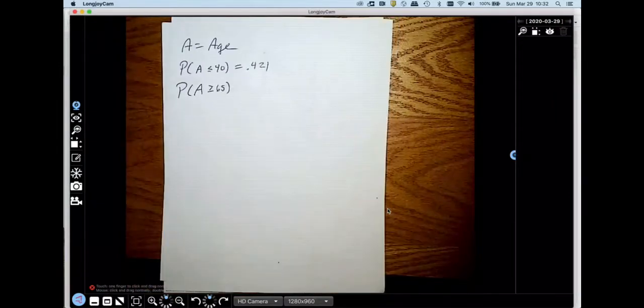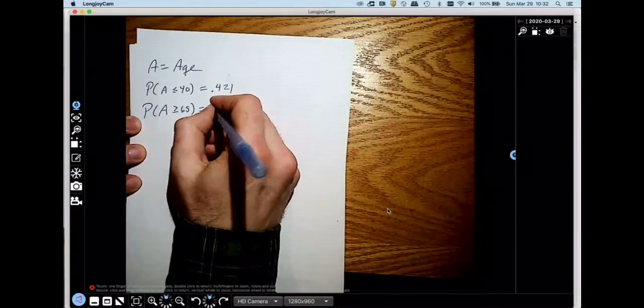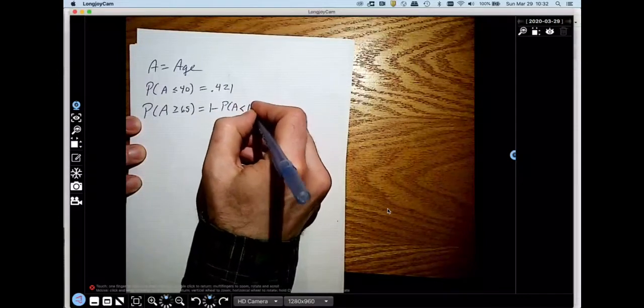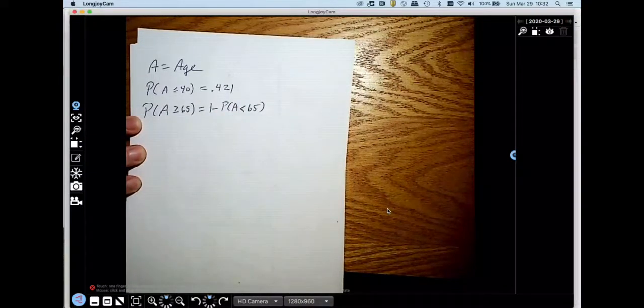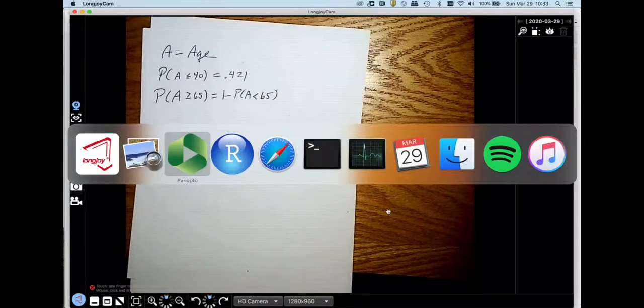So we could just go add up the individual percents. That would be like adding up the individual probabilities from a probability mass distribution, PMF. But I want you to get in the habit of using the complementary rule. So what was the complementary rule? This is equal to 1 minus the probability that age is less than 65, strictly less than 65. And so we can go look that up now in our table.